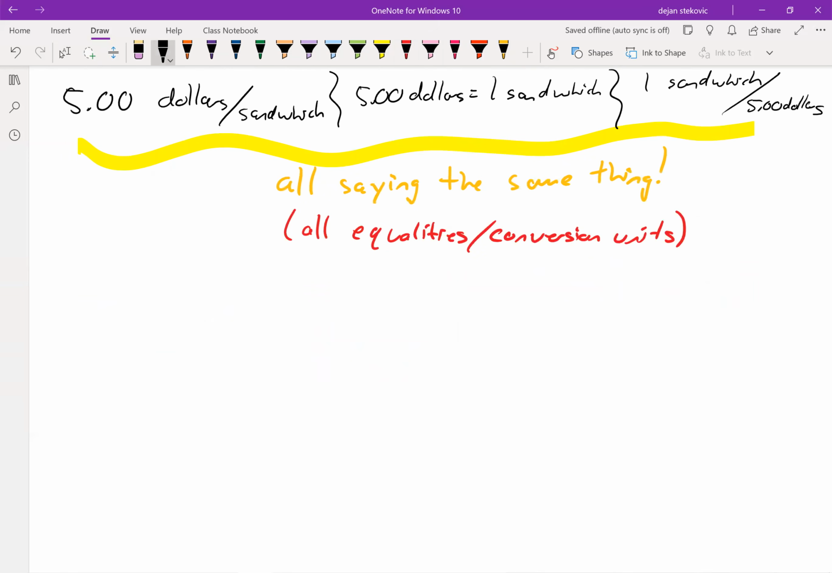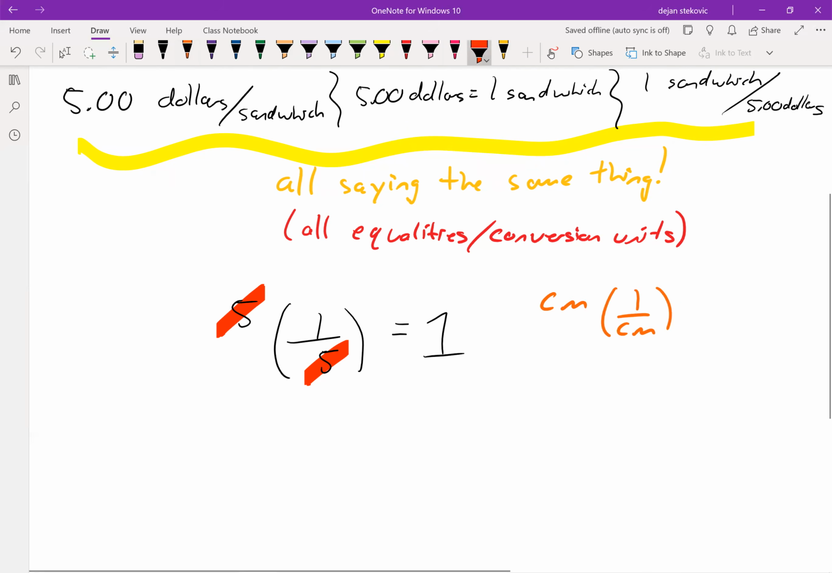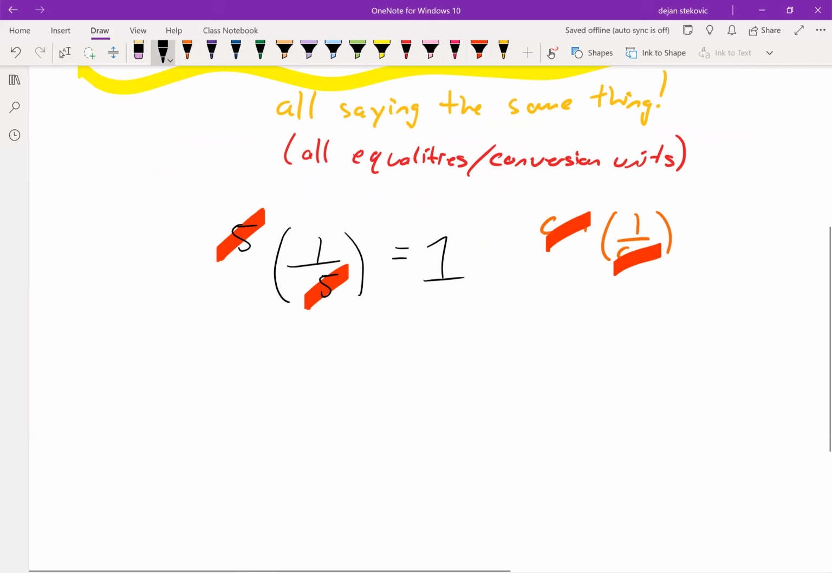And so the basic way that conversion units work is just through canceling. For example, if you had 5 times 1/5, if you type that in your calculator, the answer is 1. That's because when you have a number divided by itself, they cancel out. 5 divided by 5 is 1. It's the same thing with units. If you had centimeters times 1/centimeters, the centimeters would cancel out. And that's pretty much all unit conversion is.